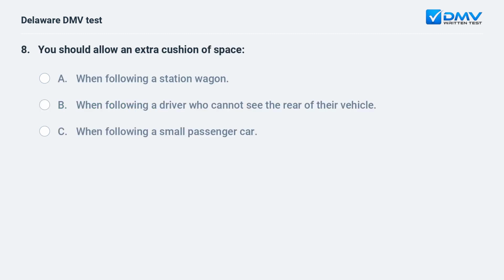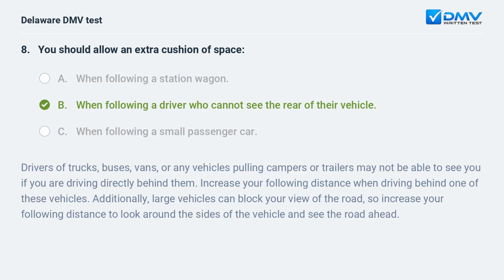You should allow an extra cushion of space. A. When following a station wagon. B. When following a driver who cannot see the rear of their vehicle. C. When following a small passenger car. B. When following a driver who cannot see the rear of their vehicle. Drivers of trucks, buses, vans, or any vehicles pulling campers or trailers may not be able to see you if you are driving directly behind them. Increase your following distance when driving behind one of these vehicles. Additionally, large vehicles can block your view of the road, so increase your following distance to look around the sides of the vehicle and see the road ahead.